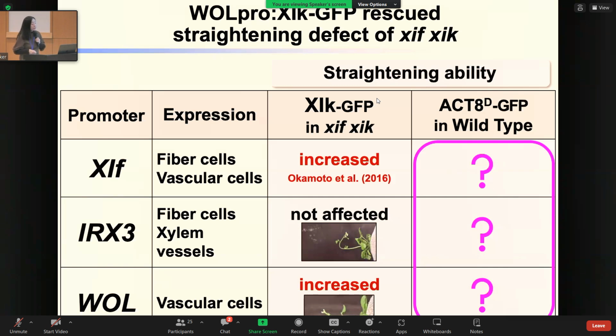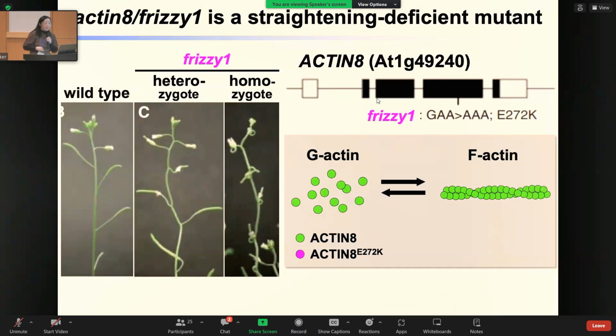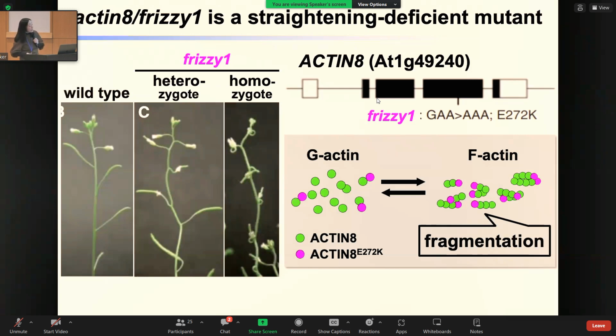Next, I would like to explain the mutant actin-8 protein used in this study. Previously, Professor Morita's group reported an actin-8 mutant named FRIZ1. Like the myosin mutant, FRIZ1 has a defect in organ straightening. The mutant has a missense mutation from glutamic acid to lysine at position 272 of the actin-8 protein, resulting in a fragmentation of actin filaments.